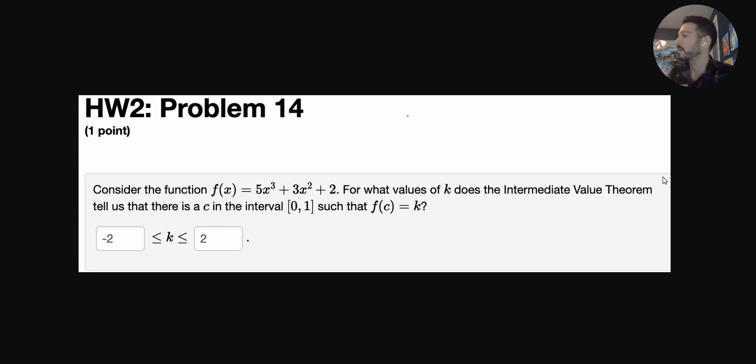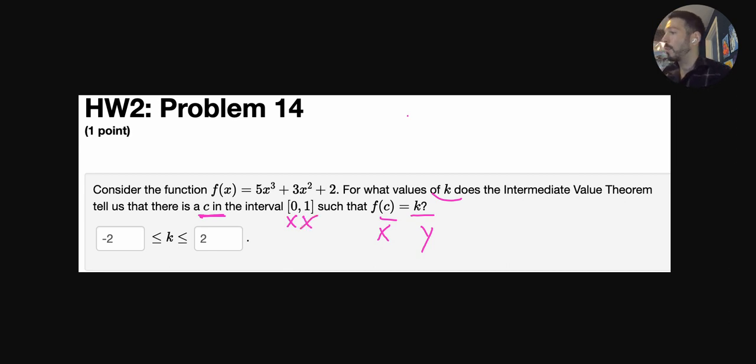So over here it says, consider the function that they give us, and then it says, for what values of k does the intermediate value theorem tell us that there is a c in the interval from 0 to 1, such that f of c equals k? Well, you don't even need to know much about the intermediate value theorem to figure out what's going on here with c and k. Well, c is an x value, k is a y value. So they're saying, and because they mentioned c here, these are x values too.